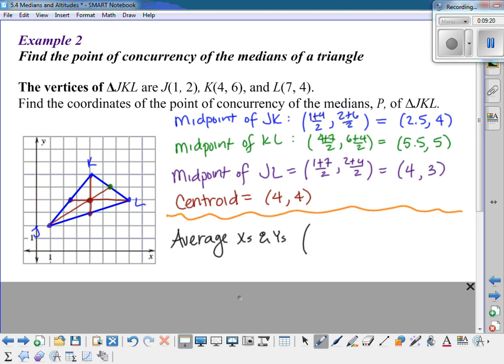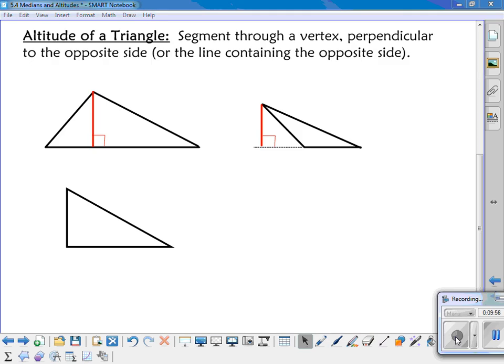So we would just take all our x's, 1 plus 4 plus 7, and divide that by 3, and then all our y's, 2 plus 6 plus 4, divide that by 3. So 1 plus 4 plus 7 is 12 over 3, and then 2 plus 6 plus 4 is also 12 over 3. And so you see we get the same point, 4, 4. Okay, now we're going to talk about altitudes.